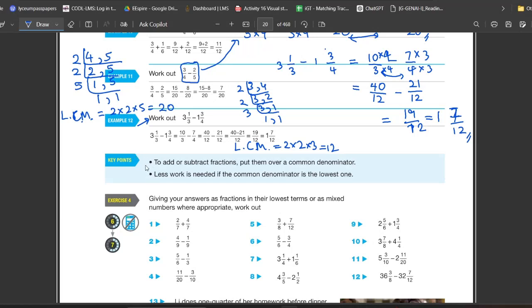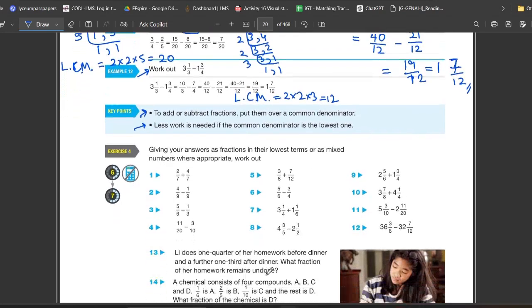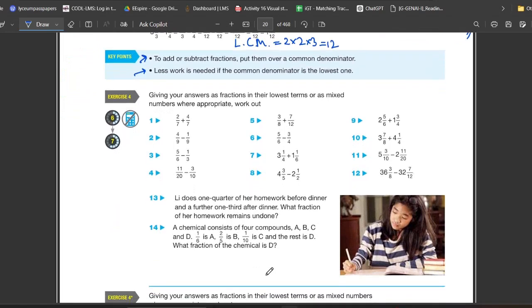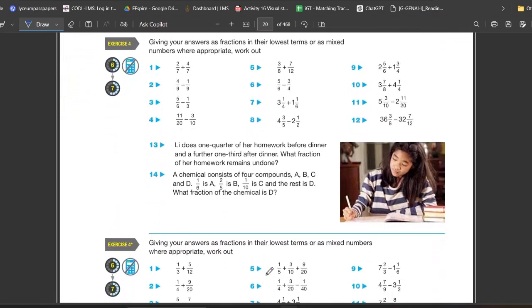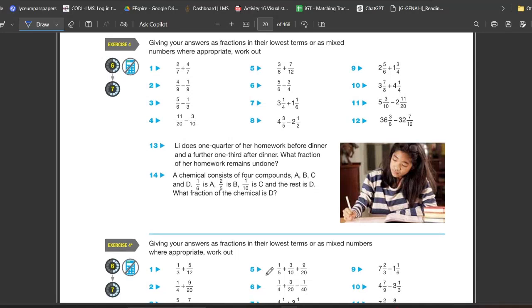So these are the key points. To add or subtract fractions, put them over a common denominator. That's the thing we have done using LCM. Less work is needed if the common denominator is the lowest. That's why we find the LCM. Okay, so there are many practice questions. You can try it yourself, and you can check with the calculator. But don't use the calculator first. Just do it yourself and check the answer with the calculator.